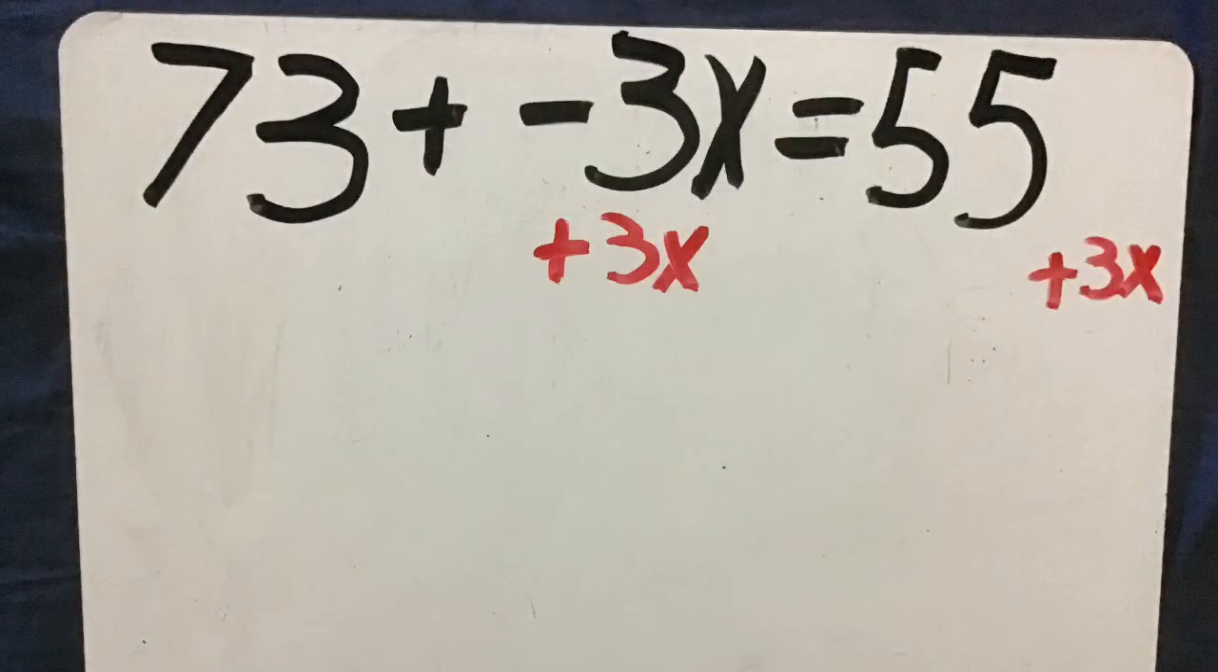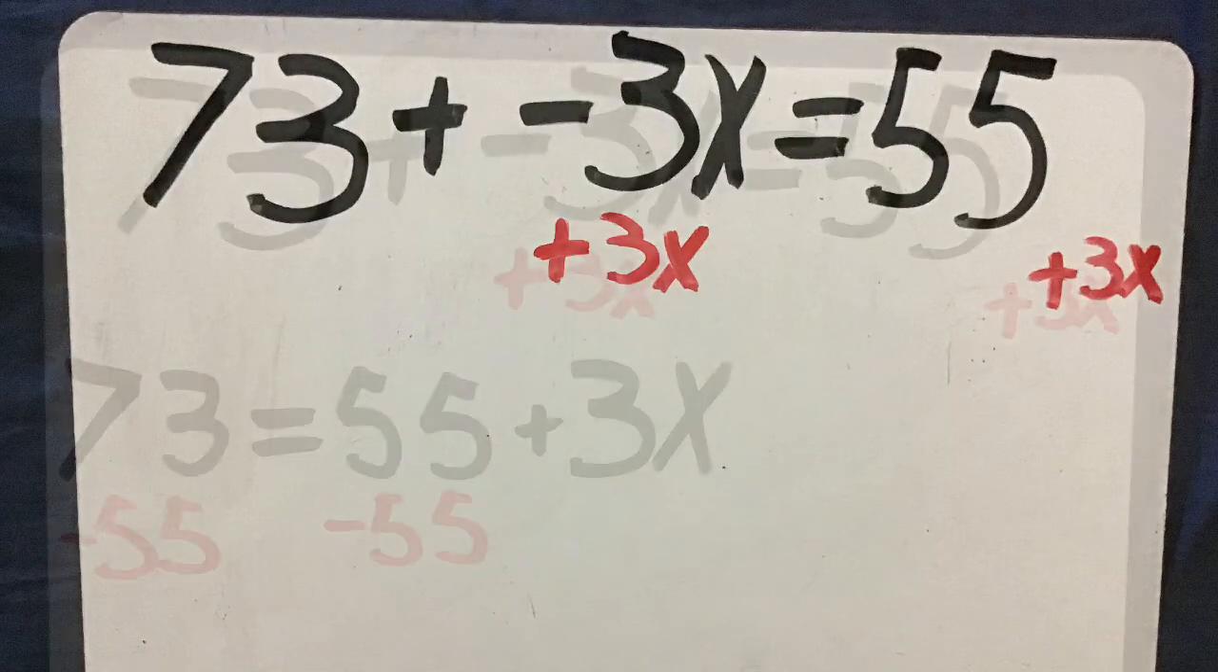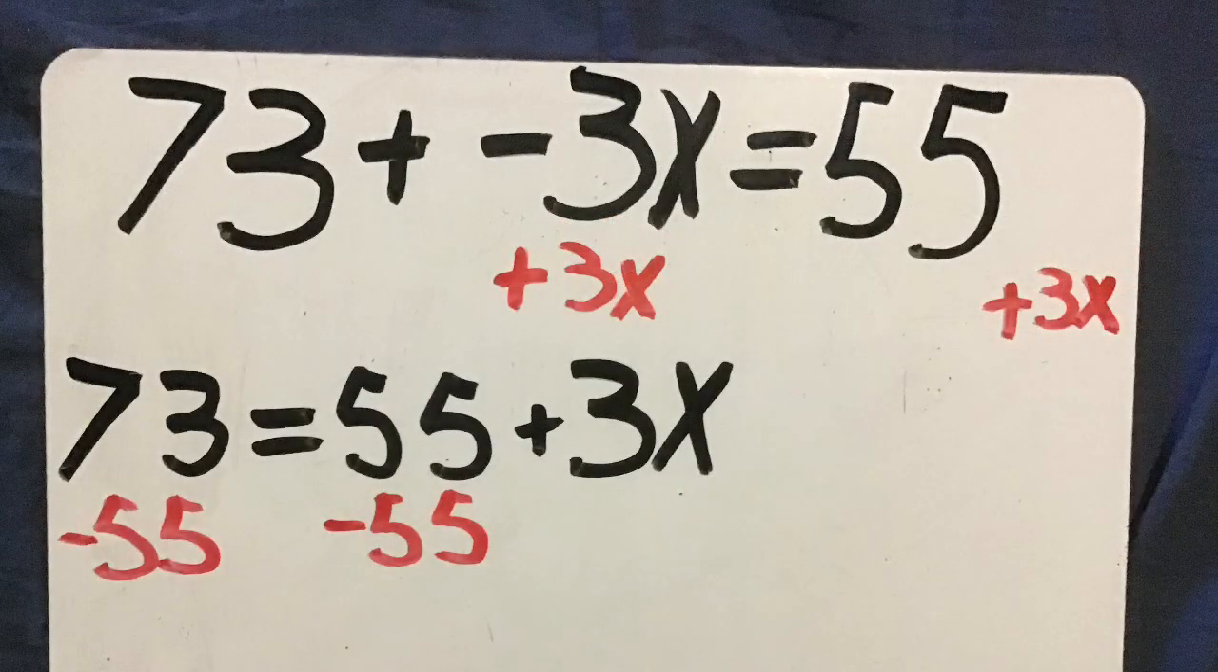So what I'm going to do is add 3x, because adding is the opposite of subtracting. And I need to add that 3x to both sides. Whenever there's an equal sign in an equation, I need to do the same thing on both sides. Now I have 73 equals 55 plus 3x, but I want to get that 55 away from 3x. Since they're being added, I have to do the opposite. The opposite of addition is subtraction. So I'm going to subtract 55, and I'm going to subtract it from both sides.